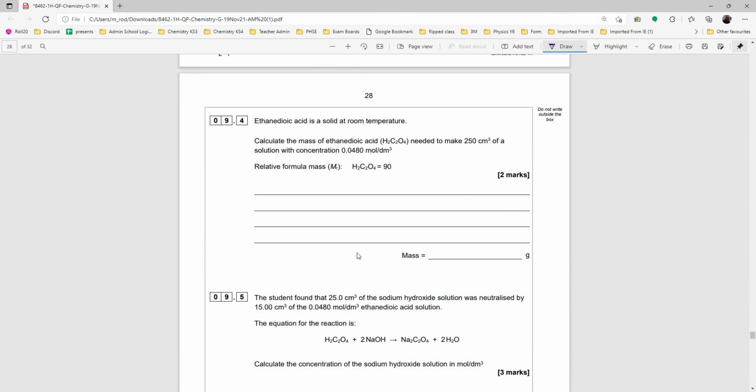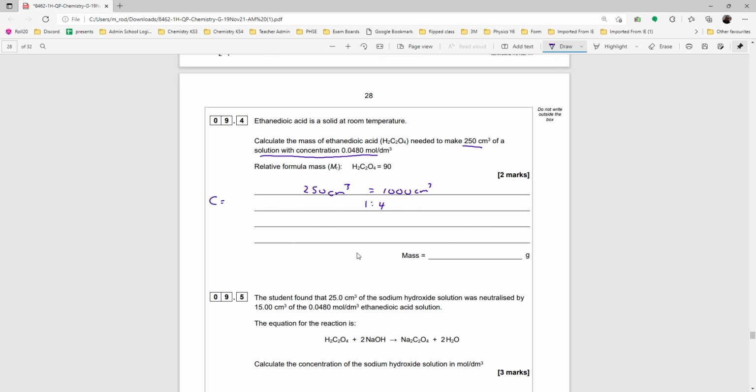Next, ethanoic acid is a solid at room temperature. Calculate the mass of ethanoic acid needed to make that volume of a solution at that concentration. Well, this looks like another ratio problem. I know that 250 centimeters cubed in relation to 1,000 centimeters cubed, which is a decimeter cubed, is a ratio of 1 to 4. So I now need to work out using my concentration equation.